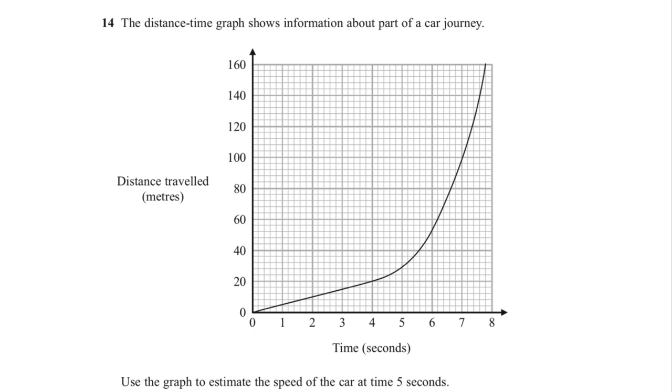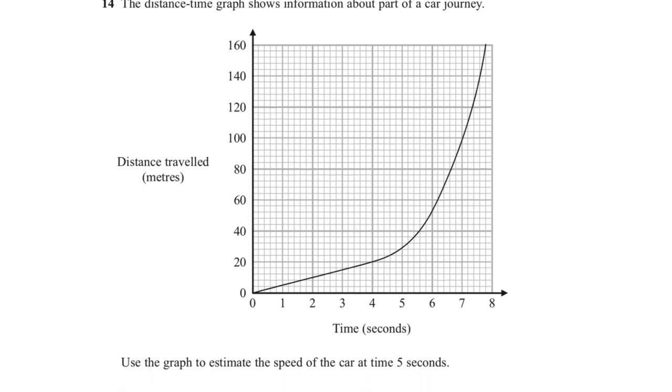Question 14. The distance time graph shows information about part of a car journey. Use the graph to estimate the speed of the car at time 5 seconds. To find the speed of the car at 5 seconds, we need to find the gradient at 5 seconds. To do this, I'm going to draw a tangent that touches 5 seconds and then calculate the gradient. Just a quick reminder, the gradient is calculated as the rise divided by the run.